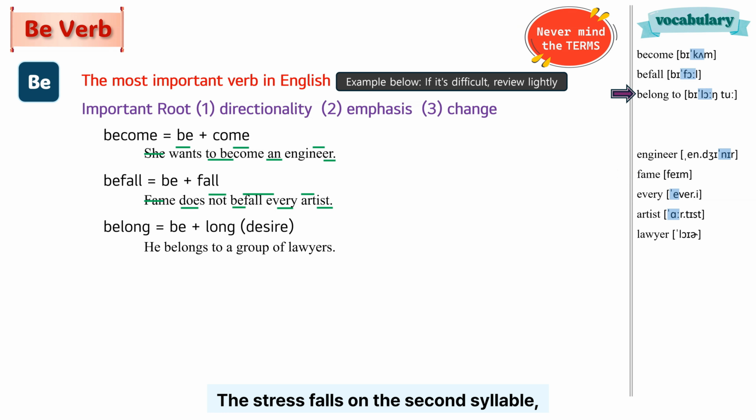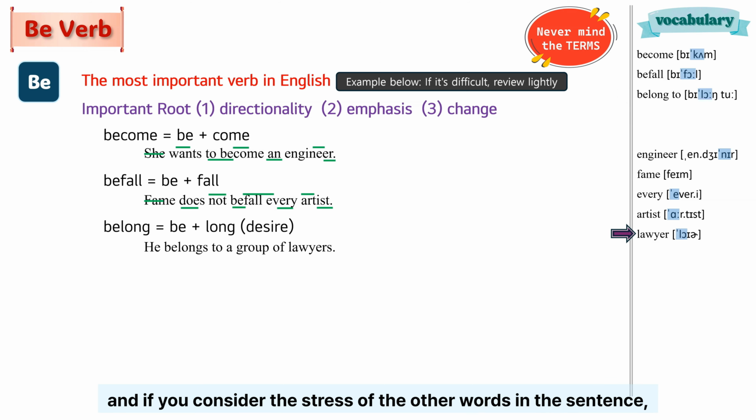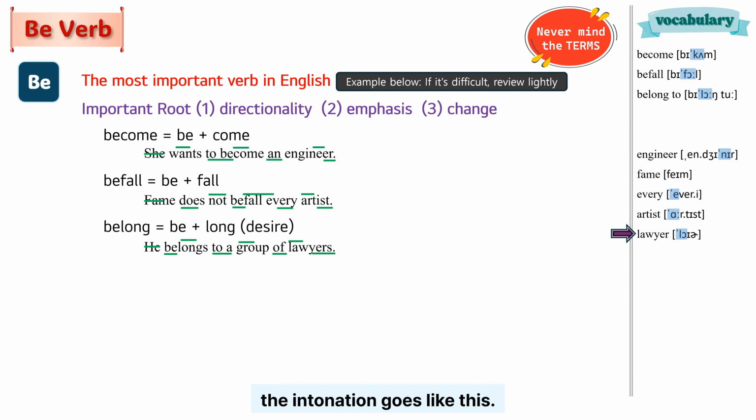The stress falls on the second syllable. And if you consider the stress of the other words in the sentence, the intonation goes like this. He is a member of a group of lawyers. All right, let's listen to it. He belongs to a group of lawyers.